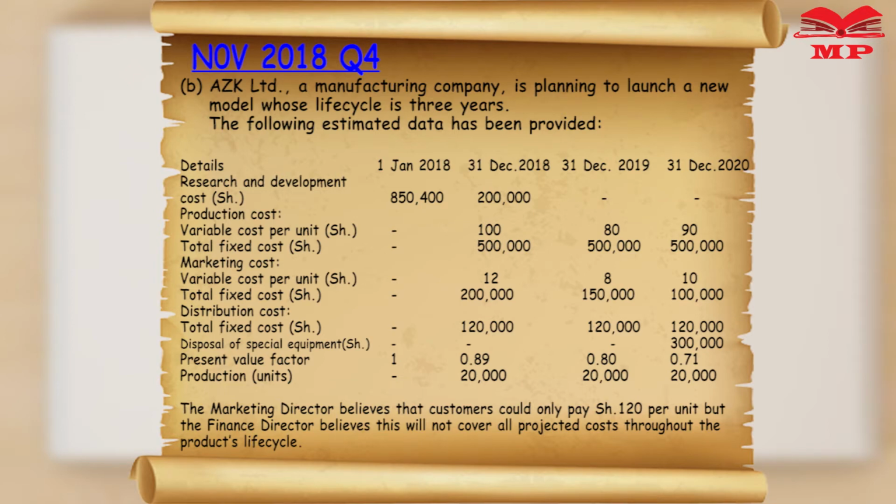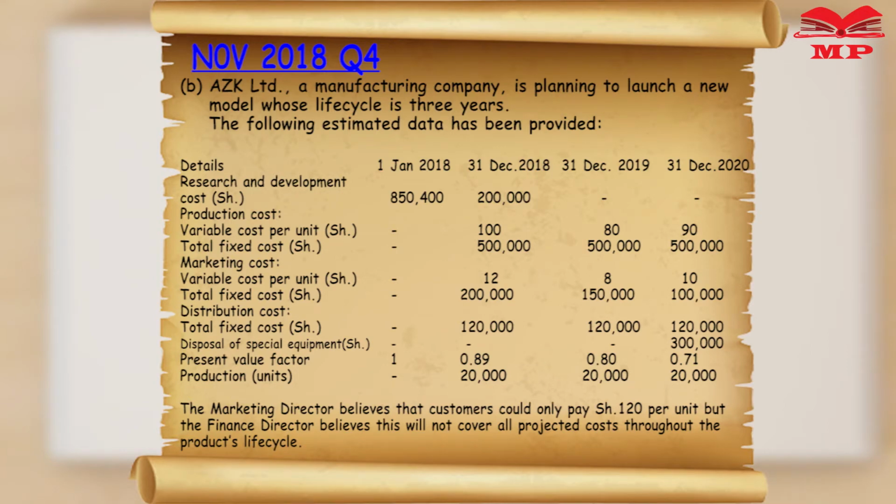Total fixed cost in shillings: dash, 200,000, 150,000 and 100,000 respectively. Distribution cost, total fixed cost in shillings: dash, 120,000, 120,000 and 120,000. Disposal of special equipment in shillings is dash, dash, dash, and you have 300,000. Then you have the present value factor, which is 1, 0.89, 0.80 and 0.71 respectively. Production units is dash, 20,000, 20,000 and 20,000 respectively.